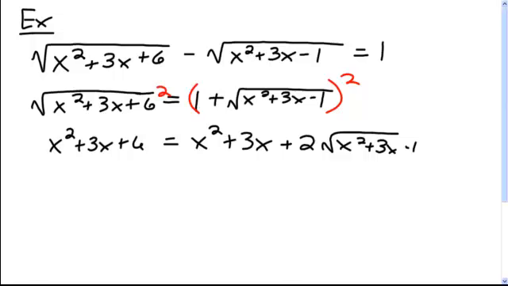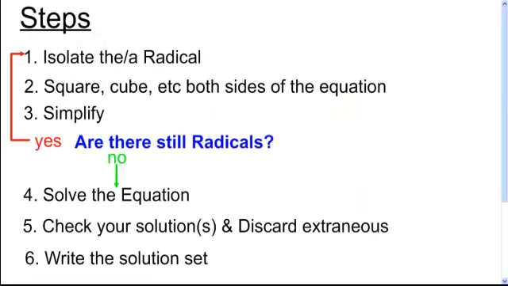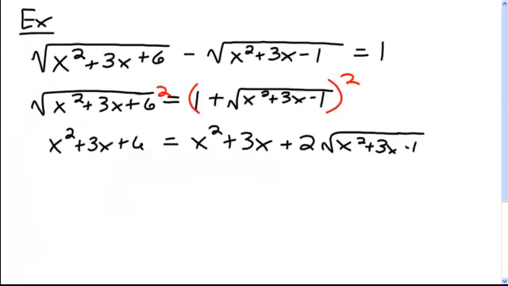Okay, so now, extend this radical so it looks like it's over it. Now I have to look at what my steps say really quick. I simplified it a little bit. Are there still radicals? Yes. I go back up to the top. So there is still a radical in here.